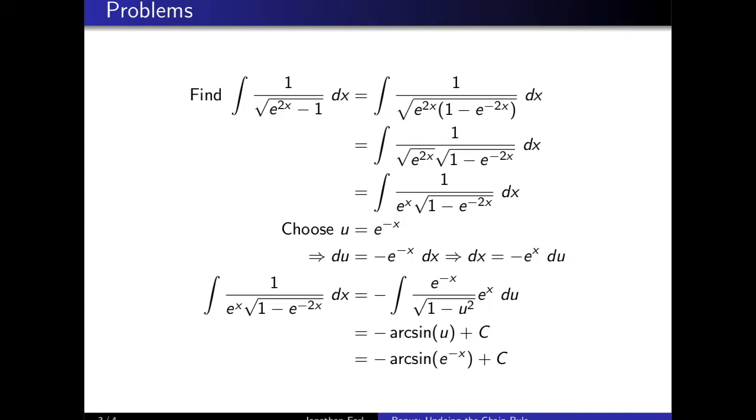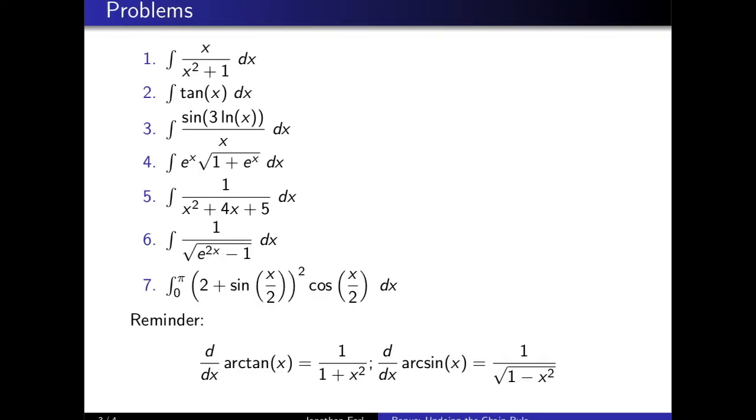And as we just said, that is the derivative for arc sine. So that tells us that our antiderivative here is just going to be minus arc sine of u plus c, and we'll put back our original expression for u. So in the end, the final answer is going to be minus arc sine of e to the minus x plus c.